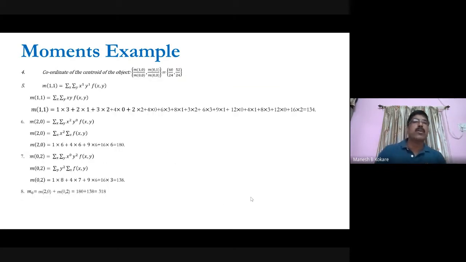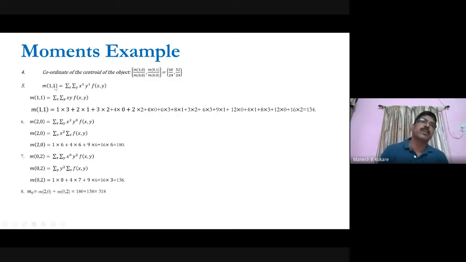Similarly, you can continue that one and even find out the coordinate of the centroid. The coordinate of the centroid of the object is given by the formula M10 divided by M00. This is the x coordinate, and then M01 divided by M00 is the y coordinate of the centroid. So 60 is the M10 value, the M00 value is 24, the M01 value is 52, and this M00 value is 24. So that will give the centroid coordinates. Right, now I hope that you have understood how to calculate this.